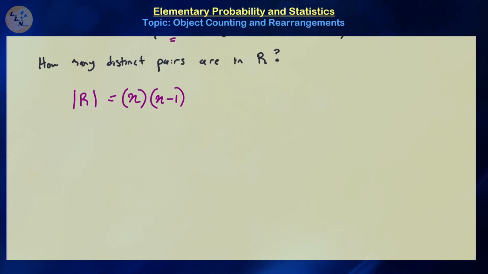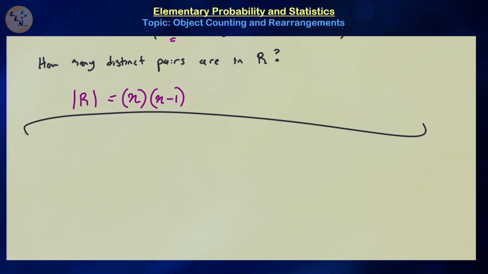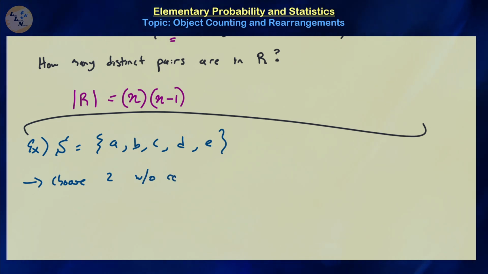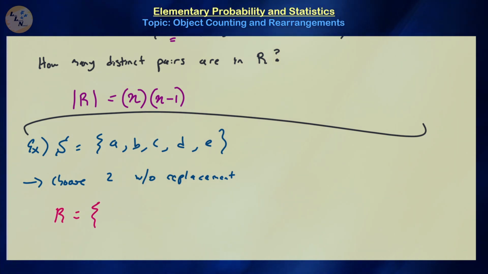So let's look at a very basic example to see how that looks in the real world. Let's consider the set S, which contains the distinct elements A, B, C, D, and E. And let's choose 2 without replacement. So what are all the elements in this set R? So we're going to choose one, and then we're going to choose another without replacing the first, right?